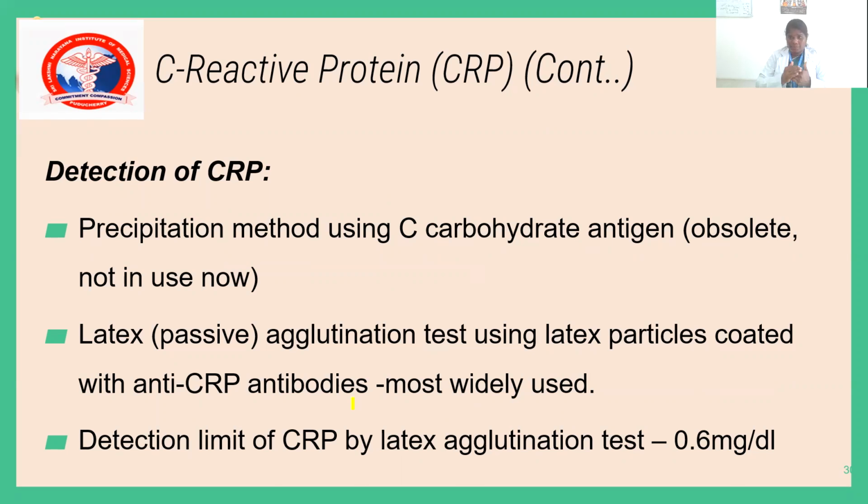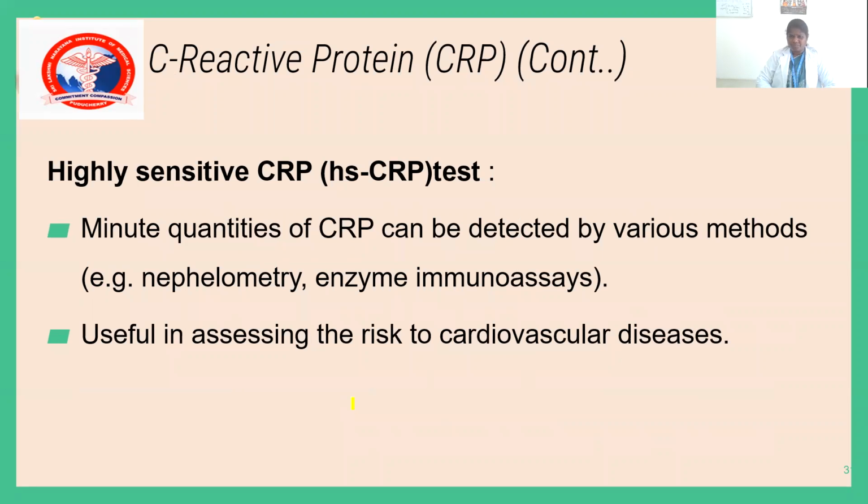That is using the latex particle. It is available commercially. If you use that kit, you can tell whether it is positive or negative. There is an agglutination; visible clumps will be seen because of the latex particle. Based on that, you can tell this is positive if it is more than 0.6, and negative if it is less than 0.6. Based on observation by the naked eye itself, you can tell. That is called the latex agglutination test.